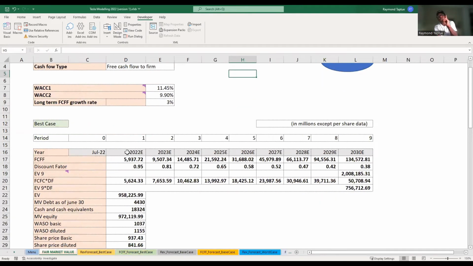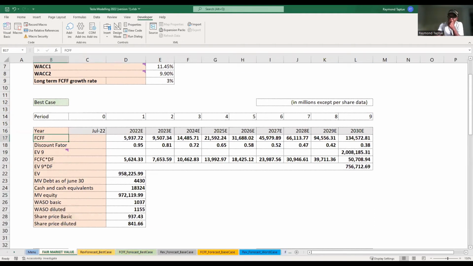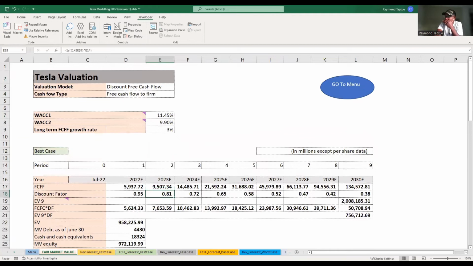Now, we are going to determine the fair market value of the company under three scenarios: the best case scenario, the base case scenario, and the worst case scenario. Now, what do we have? We have our cost of equity. We have our discount factor. For the first period, we're going to use WACC 1 to determine the discount factor.